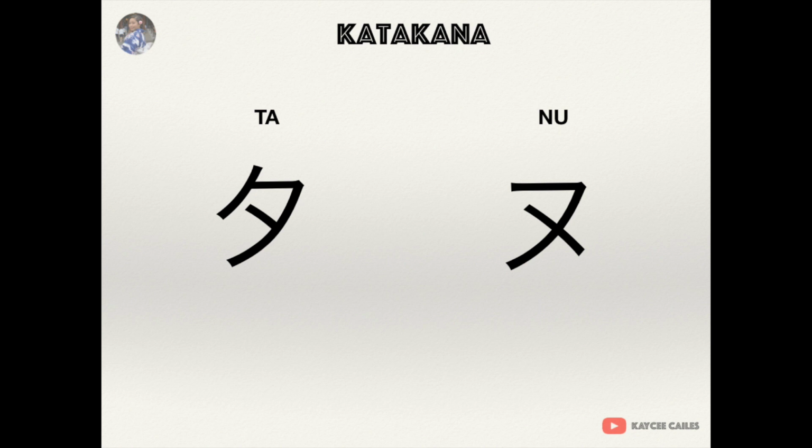And now, let's see ta and nu. Take a look at this portion on ta. However, it was omitted on nu. Did you see that? Well, this portion on nu was omitted in ta. Remember these two characters, and I hope you don't get confused on this.